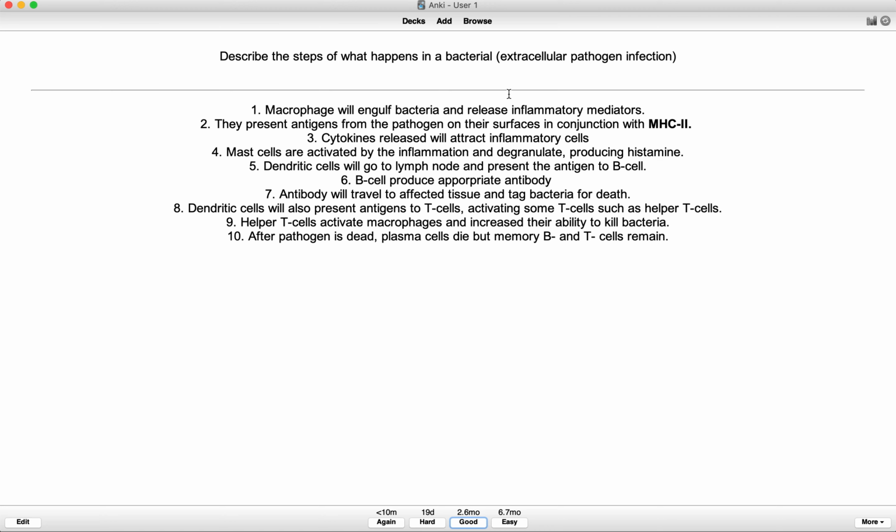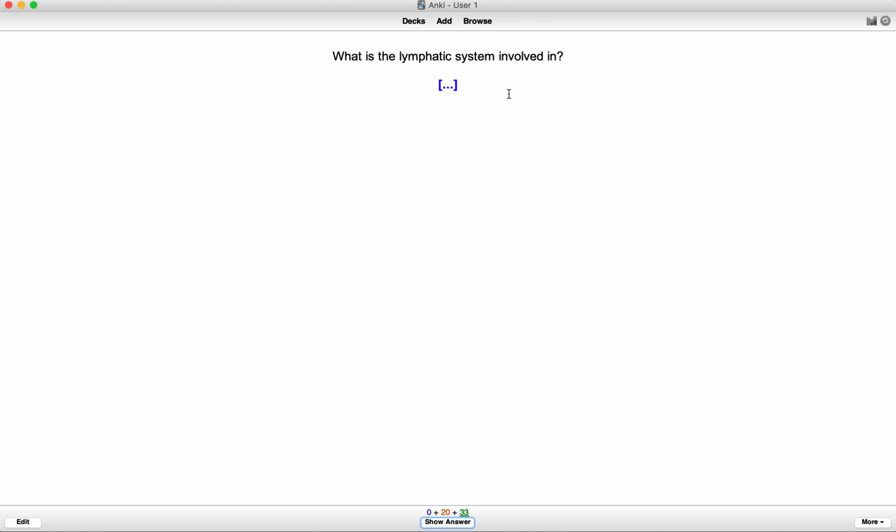This one's longer. Macrophages engulf the bacteria and release inflammatory mediators. They present antigens of the pathogen on their surface in conjunction with MHC class 2, and release cytokines to recruit more inflammatory cells. Mast cells activate inflammation, degranulate, producing histamine. Dendritic cells will go into the lymph node and present antigen to B cells. Okay, this is way too long. This is a really bad card, to be honest.